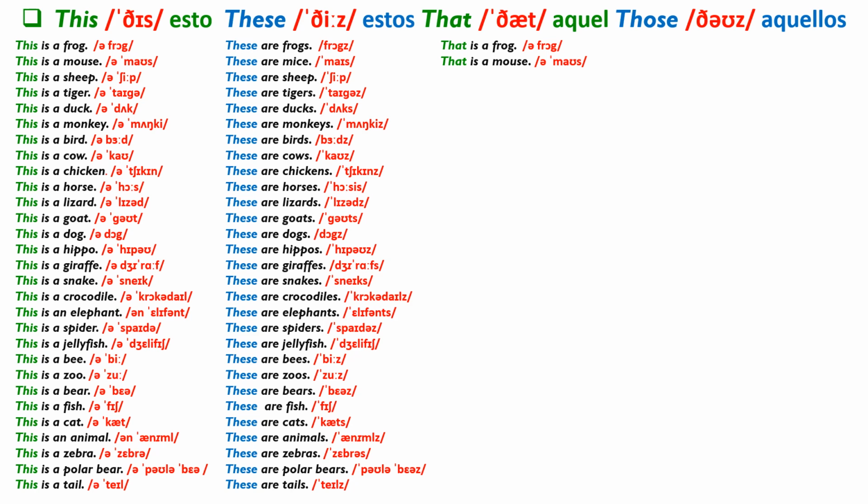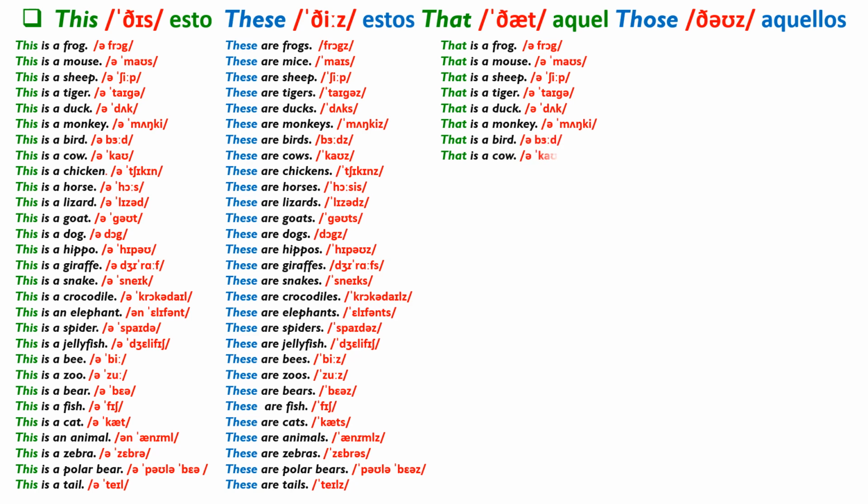That is a frog. That is a mouse. That is a sheep. That is a tiger. That is a duck. That is a monkey. That is a bird. That is a cow. That is a chicken. That is a horse. That is a lizard. That is a goat.